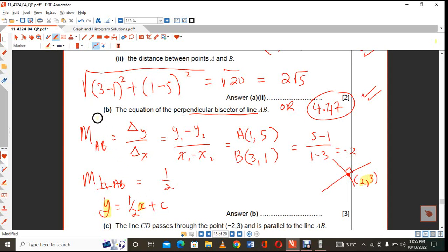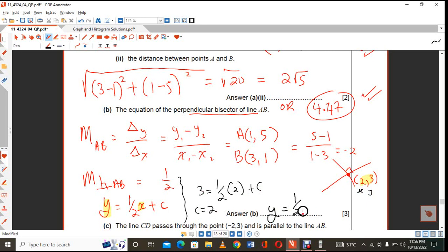So my equation, y is 3, x is 2: 3 equals a half of 2 plus c. That's 1. 3 minus 1 is 2, so c equals 2. So my equation is y equals a half x plus 2. If it was too fast, you can always go back and pause and also check out your books.